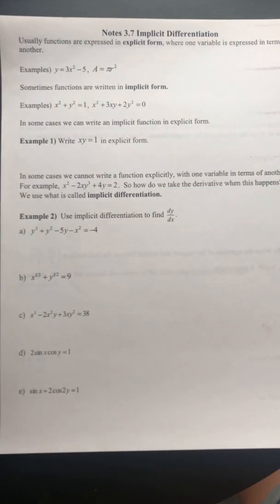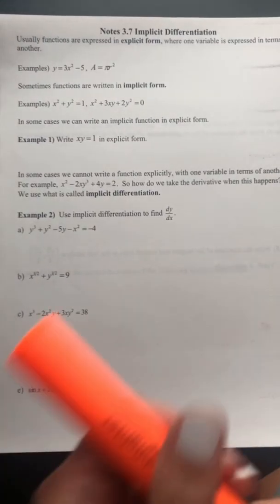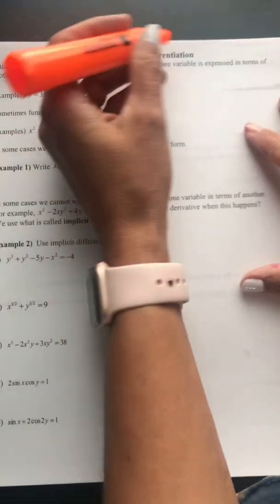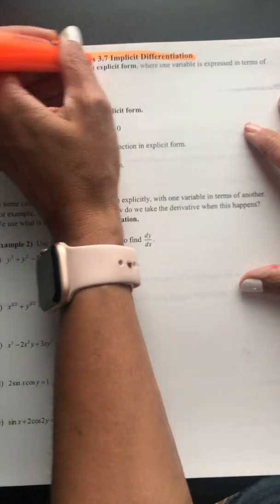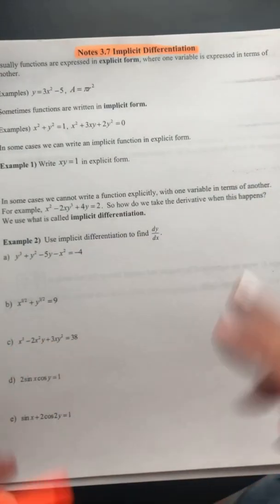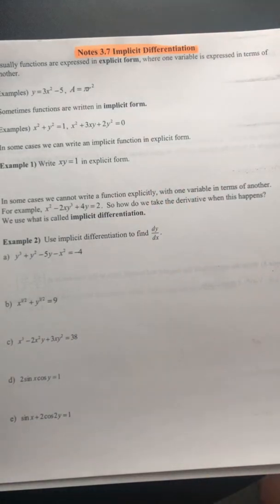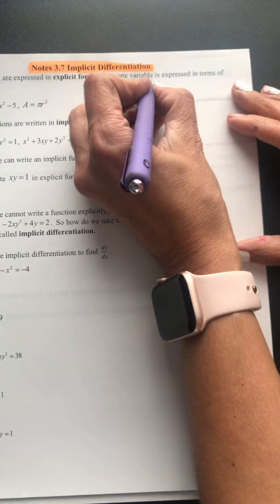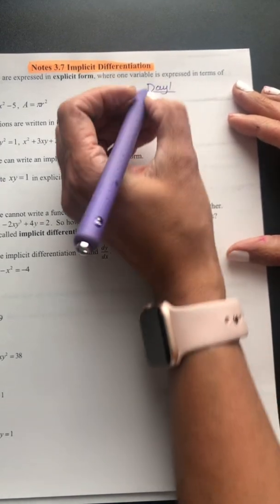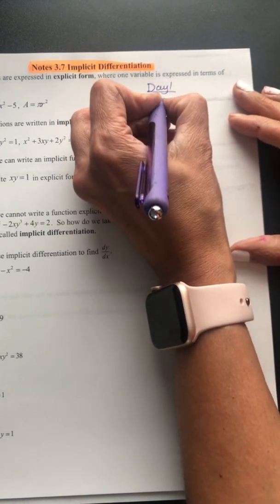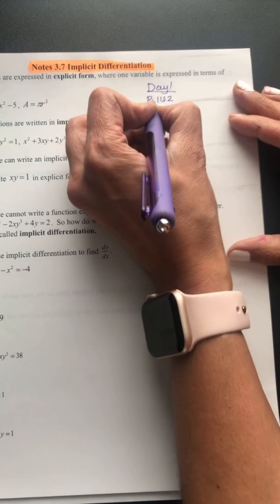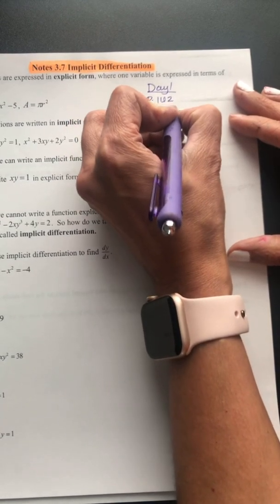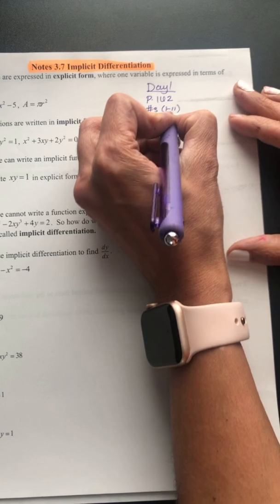Hey guys, all right, so we are on 3.7, day 1, implicit differentiation. I'll just go ahead and give you guys the assignment. For day 1, you're going to be doing page 162, numbers 1 through 11, odds.